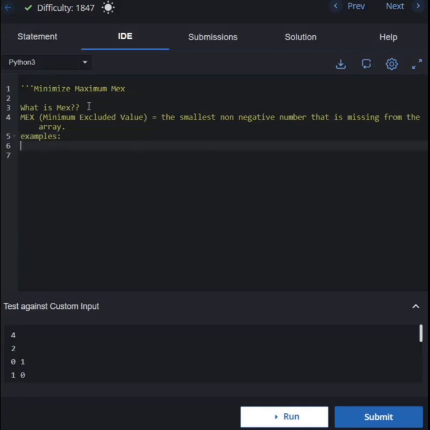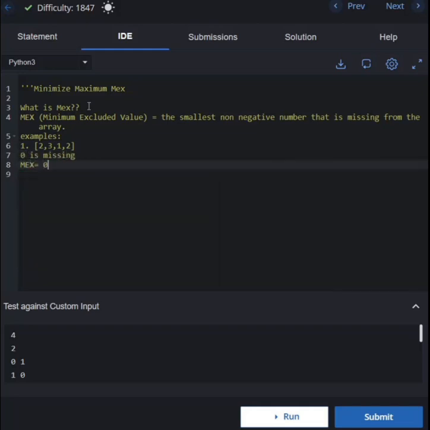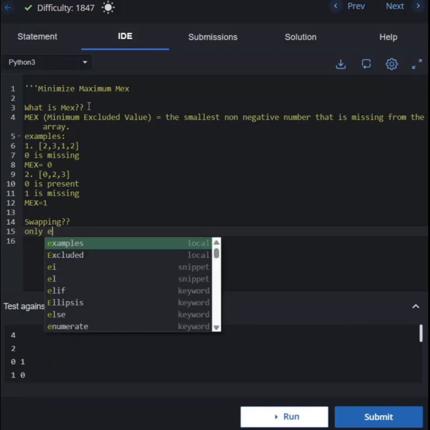What is MEX? MEX, the minimum excluded value, is the smallest non-negative number that is missing from the array. Examples: 2, 3, 1, 2. Here 0 is missing, so MEX becomes 0. Second, 0, 3, 2. 0 is present, 1 is missing, so MEX becomes 1.